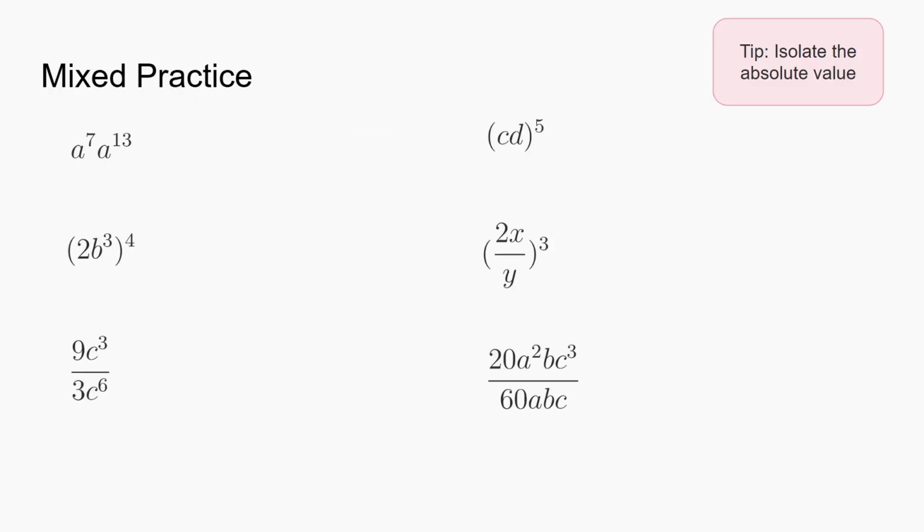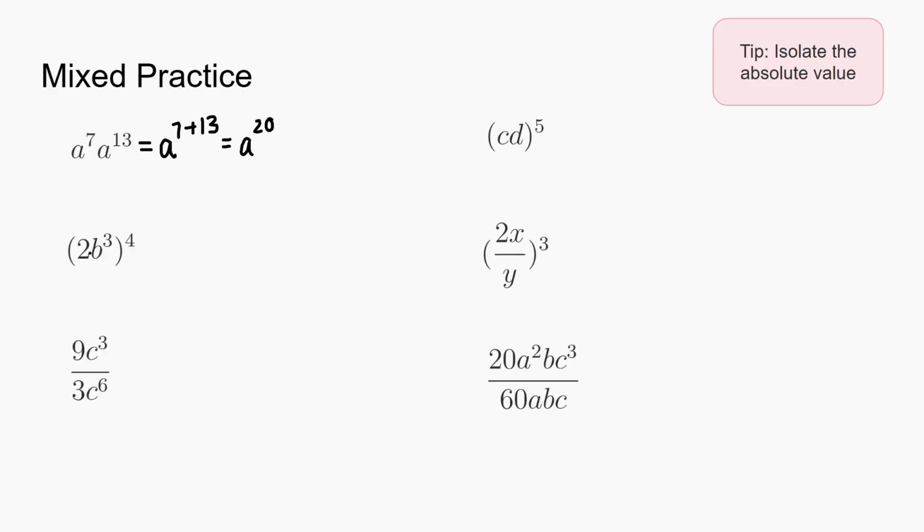Now, let's do some practice problems using the exponent rules that we just learned. First, we have a to the 7th multiplied by a to the 13th. What rule do we need for this? We need the product rule. So in this case, a's exponent is going to be 7 plus 13, which is equal to a to the 20th power.